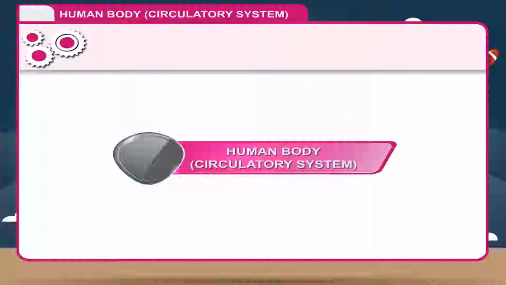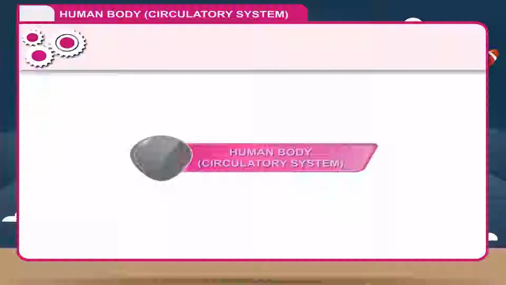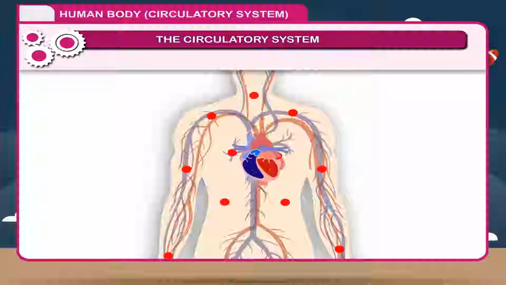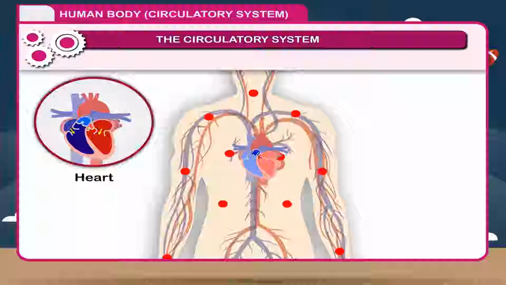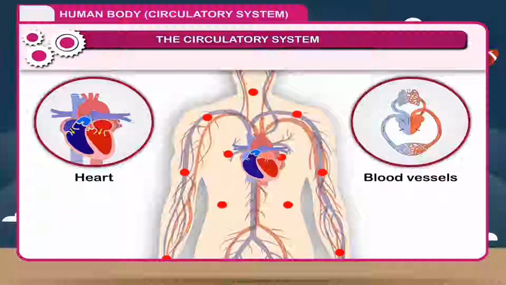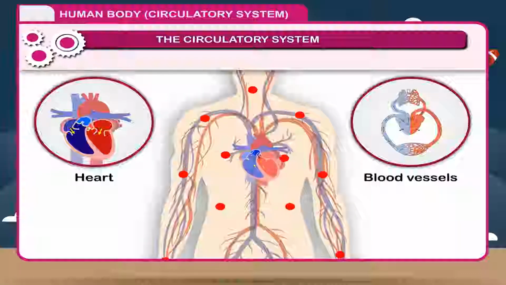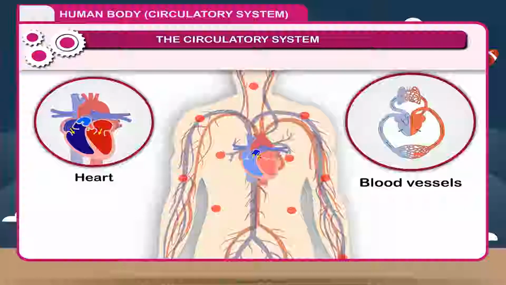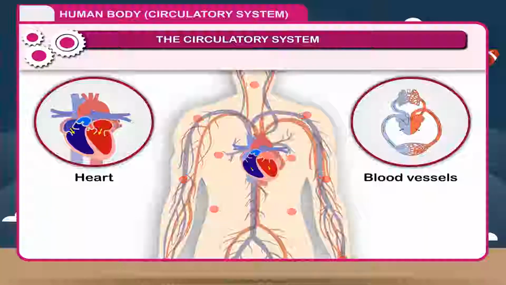Human body, circulatory system. In humans, the circulatory system is the combined function of the heart, blood, and blood vessels to transport oxygen and nutrients to the organs and tissues throughout the body and carry away waste products. The elements of this circulatory system are heart, blood vessels, and blood.